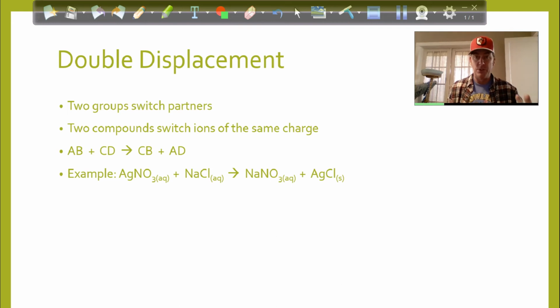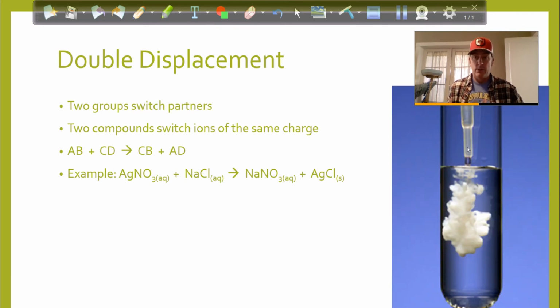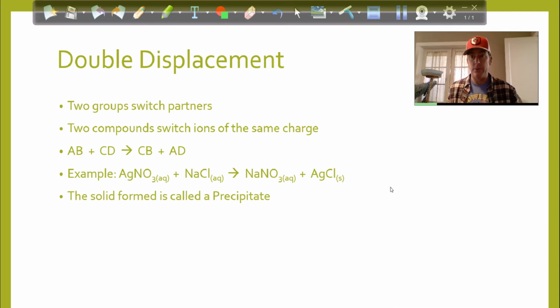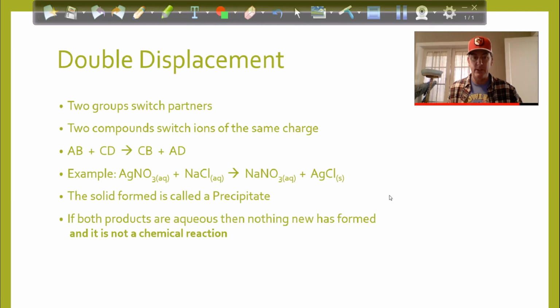And we'll have rules that we'll go through. You'll be able to identify which ones will do that. So here's what it looks like. We had two clear solutions, but when they combine, we get this solid silver chloride, which is a white precipitate is what we call this. The solid formed from two aqueous solutions is called the precipitate. All right? And we'll use a lab and identify things by their precipitates.